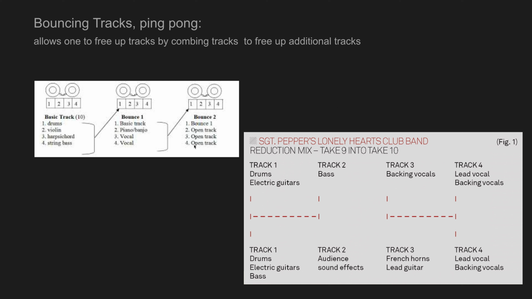They did this in Sgt. Pepper's Lonely Hearts Club Band, that album. Track one, they had electric guitars and drums on the left-hand side. Track one, electric guitars, drums, and bass on the right-hand side. Track two, they had bass, audience, sound effects. Track three, backing vocals, French horns, lead guitar. Track four, lead guitar, backing vocals, lead vocal, backing vocals.